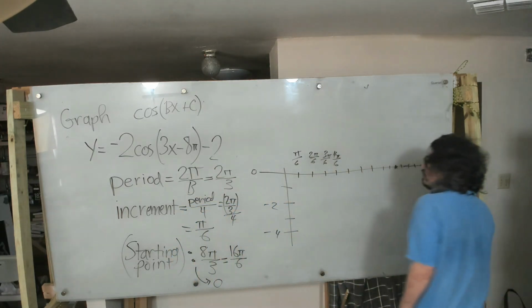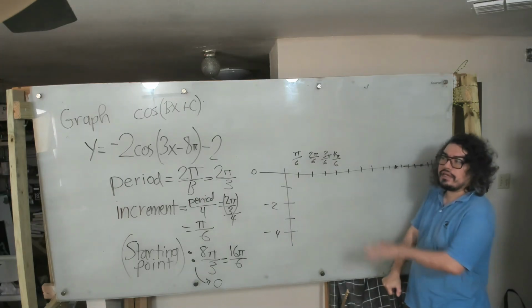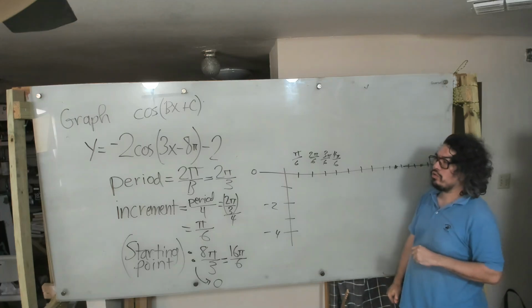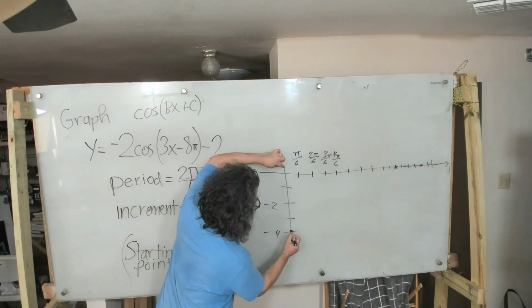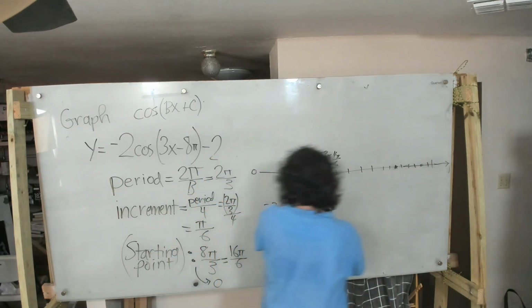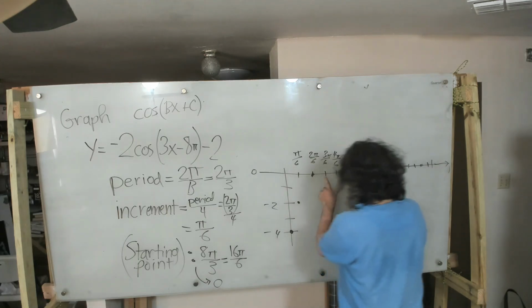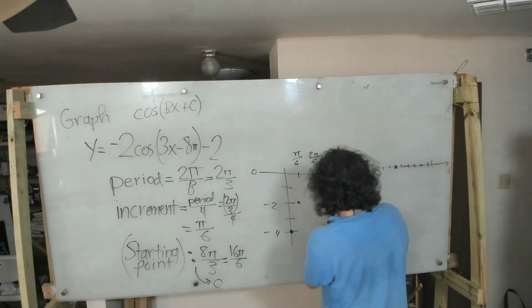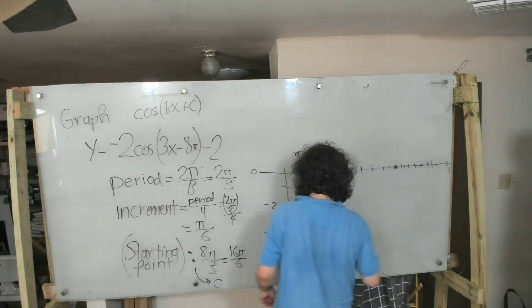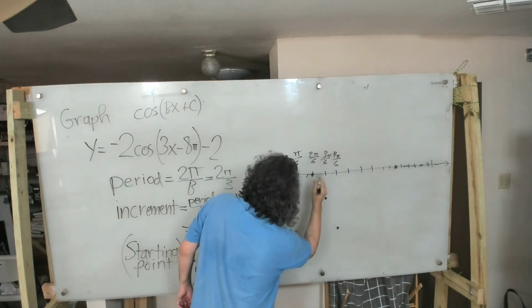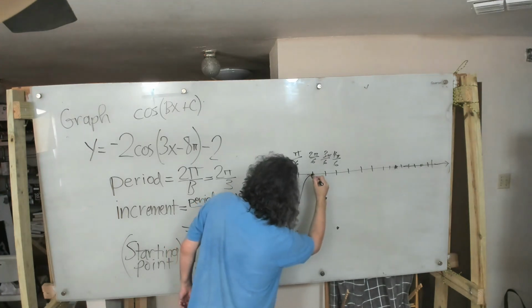And then again, we're going to follow the pattern of the parent function, again with the caveat that it's flipped over because the coefficient of the cosine is negative. So we're going to start at the bottom at 0. We're going to be in the middle at our first point. We're going to be at the top at our third point, the middle at our fourth point, and the bottom once again at our fifth point. And then we just combine these with a gentle curve. Okay.